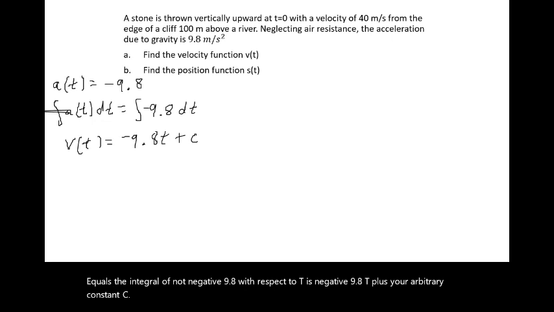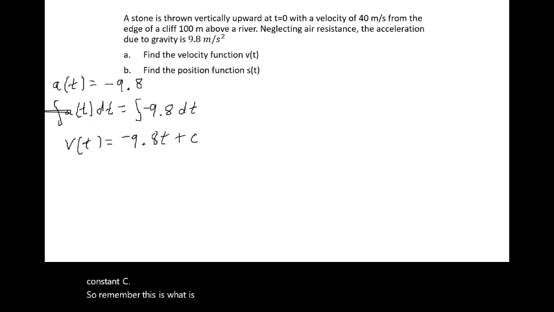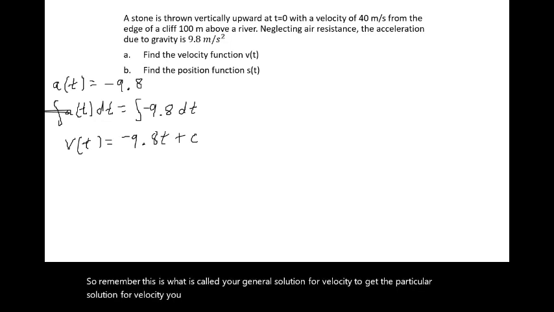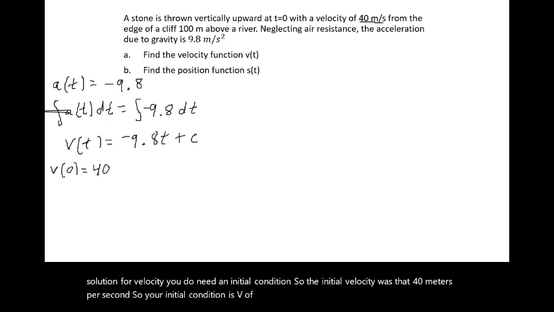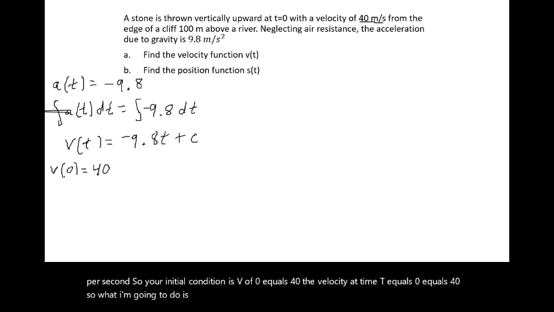So remember, this is what is called your general solution for velocity. To get the particular solution for velocity, you do need an initial condition. So the initial velocity was that 40 meters per second, so your initial condition is v of 0 equals 40. The velocity at time t equals 0 equals 40. So what I'm going to do is plug 40 in for v of t and 0 in for t, and I'm going to solve for c.